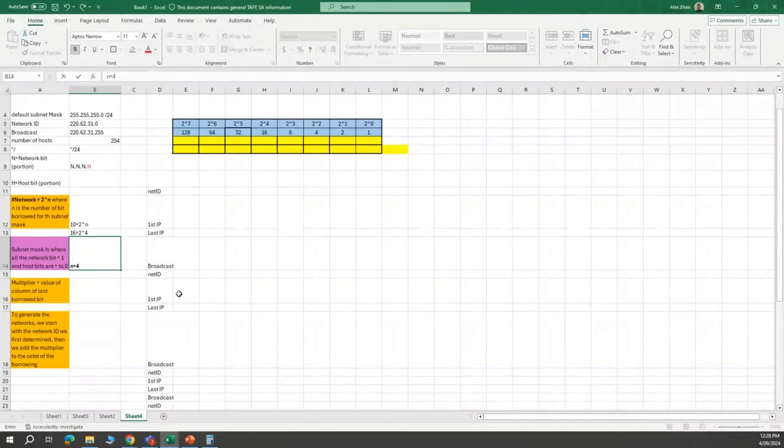All right, good. So if we look at this, the definition of n is the number of bits borrowed. And like I said, if we have a class C, the only part we can do the borrowing is converting the host bits into network bits. So we will have 8 little h's by default. I might zoom in a little bit now because I think we're just looking at this one.